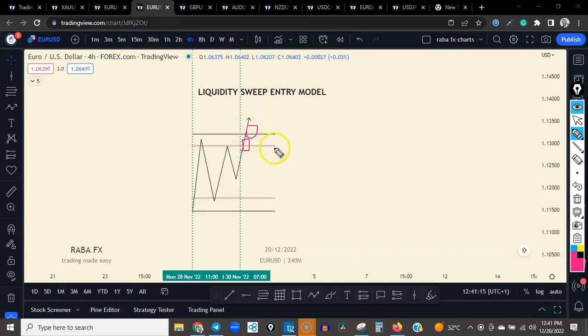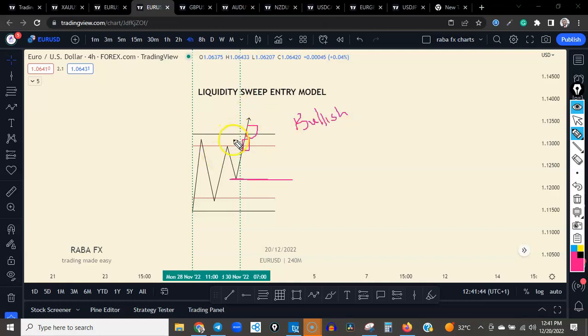What you need to be doing is look for liquidity below. Like in this case, this is a liquidity. This is just a hypothetical model, but I'm going to use this to explain what I'm trying to teach you here. We have liquidity below here. One way to enter this is simply, you know that the bias is bullish. You want to go bullish on this trade.